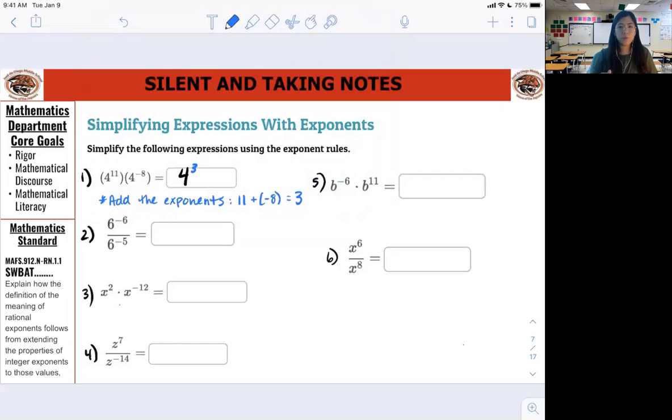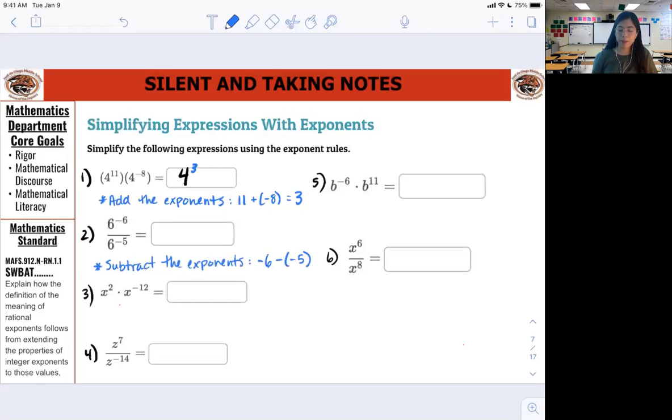All right, number 2, which rule does that correspond to? Number 4, good one. Quotient property. This time, I'm not going to add the exponents. I am going to subtract the exponents. So I have -6 minus -5. And when you subtract, make sure you're doing it in the right order. It's going to be the one from the numerator minus the one from the denominator. So top minus bottom.